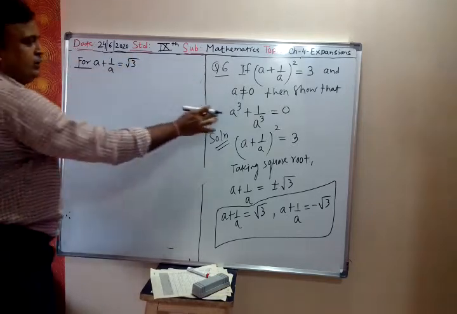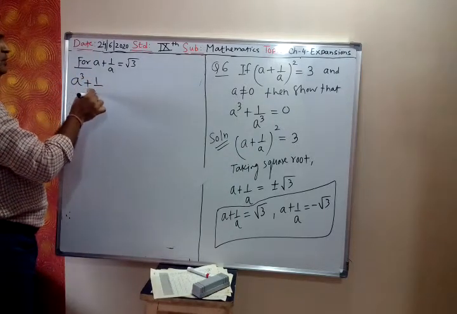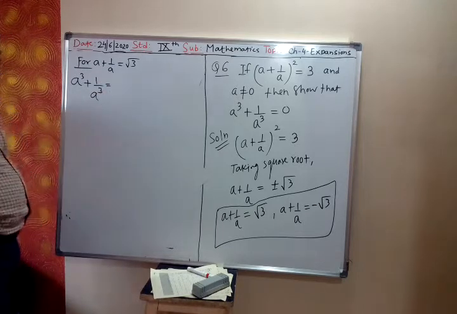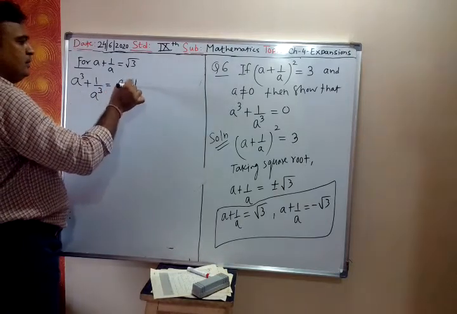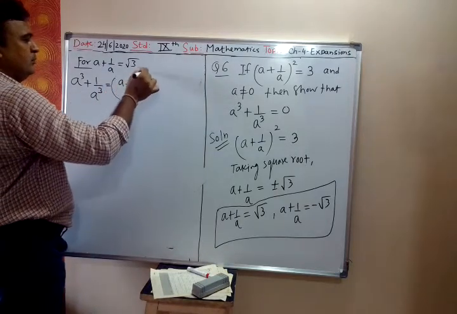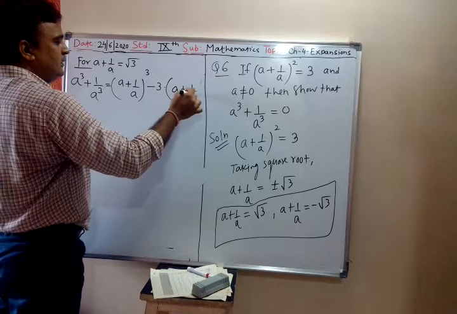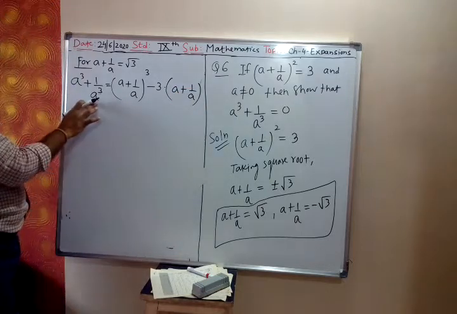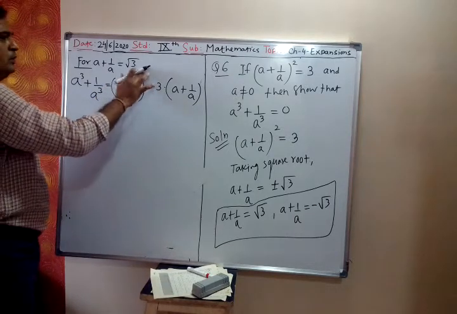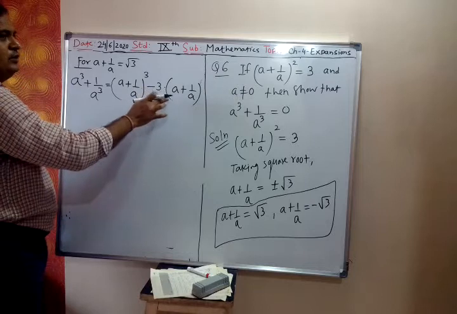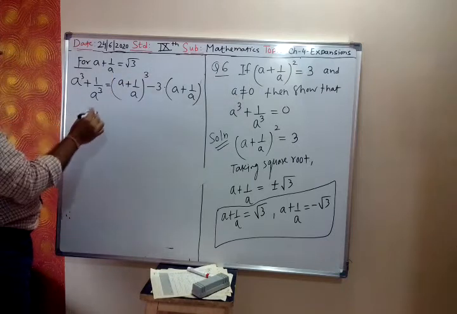For a plus 1 upon a as plus root 3, we calculate a cube plus 1 upon a cube. We use the formula: a cube plus 1 upon a cube is a plus 1 upon a whole cube minus 3 into a plus 1 upon a. Now we substitute the value, a plus 1 upon a is root 3.